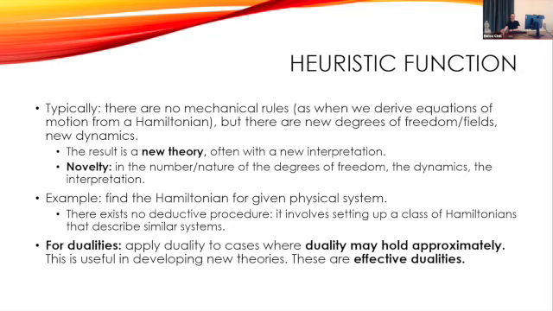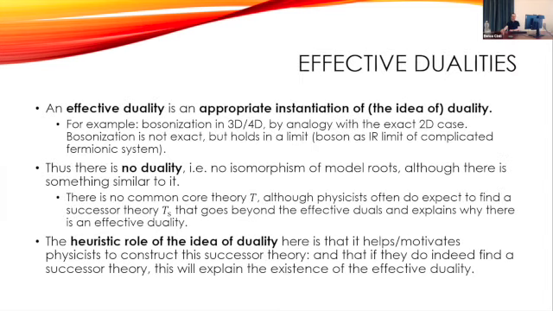We begin with some phenomena, and then we try to fit the Hamiltonian formalism to that, and try to find the relevant Hamiltonian. So for dualities, the idea would be to apply duality to cases where duality may only hold approximately. So there is an effective duality, but there is no exact duality. That's the basic idea. So let me say a bit more about this notion of effective duality, which has come up earlier already.